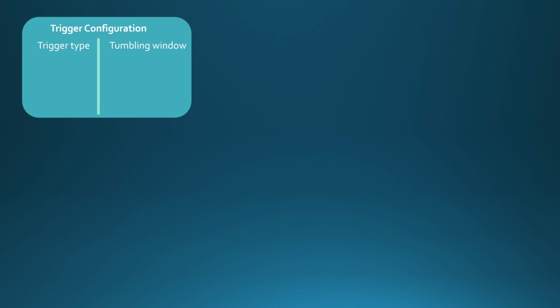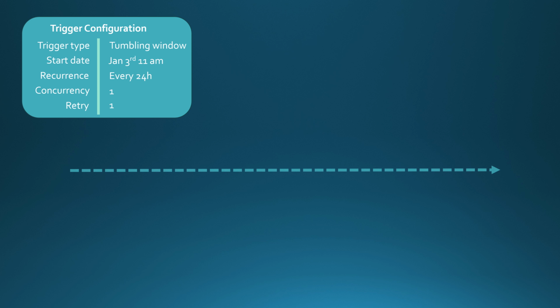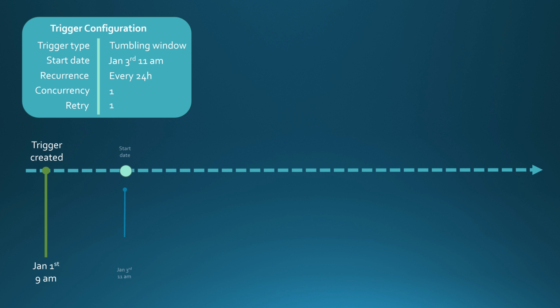Now our trigger type will be tumbling window, our start date will be January 3rd, 11 a.m. and we say that we want to run this tumbling window trigger every 24 hours. Concurrency for this tumbling window will be 1 and retry will be also 1. And now let's start running this on our timeline. First, our trigger is created on January 1st, 9 a.m. Then we have our start date, that is January 3rd, 11 a.m. So our first execution will be 24 hours after the start date on January 4th, 11 a.m.